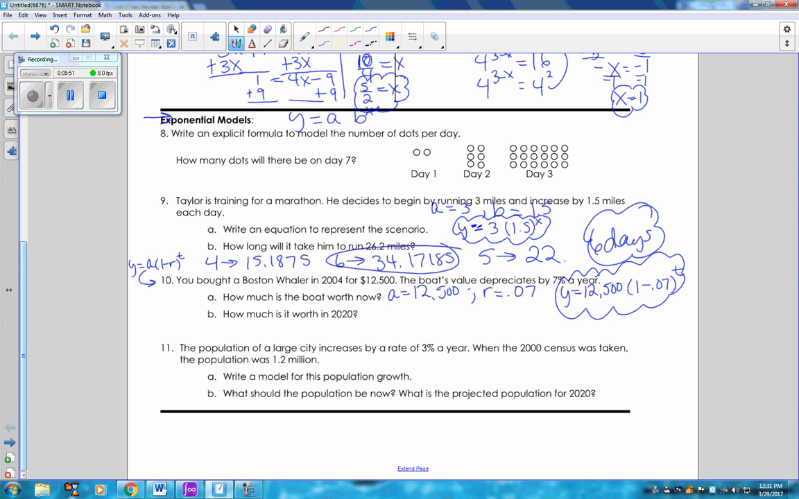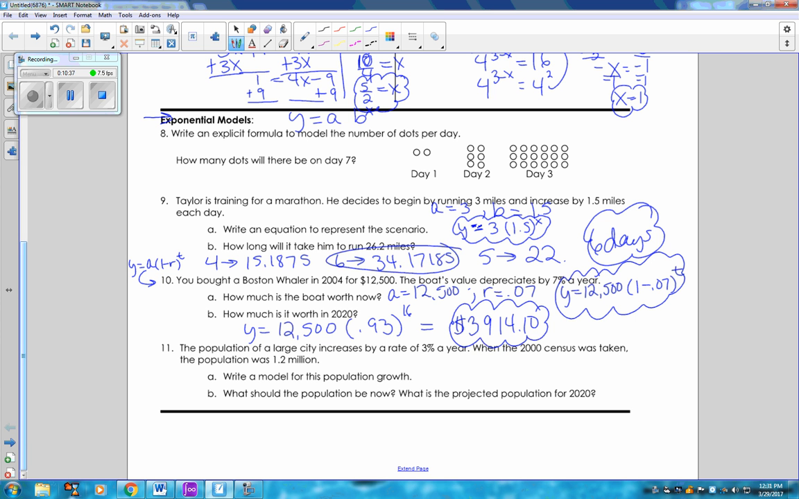Now you could go ahead and subtract the 1 minus 0.07 and have 0.03 there. I'm sorry, 0.93. All right, how much is it worth in 2020? So I have 12,500, and 1 minus 0.07 is 0.93, and I'm going to raise it to, let's see, it was 2004, so from 2004 to 2020, that's going to be 16 years. So I'm raising that to the 16th power. So you'll put that into your calculator, and you're going to get approximately $3,914.10.